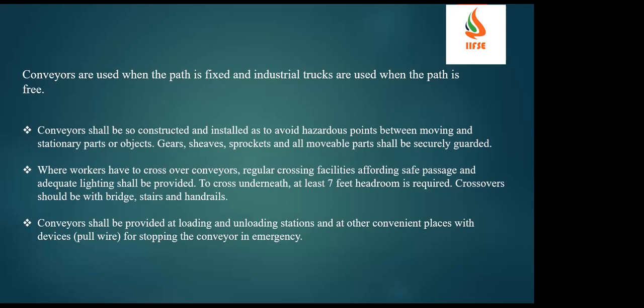And conveyors shall be provided at loading and unloading stations and convenient places with a device called pull wire, for the stopping of the conveyor in case of emergency. This pull wire will be along the length of the conveyor. Anywhere you can pull this wire, the conveyor will be stopped electrically. It will isolate the conveyor motors so that the conveyor will be stopped.